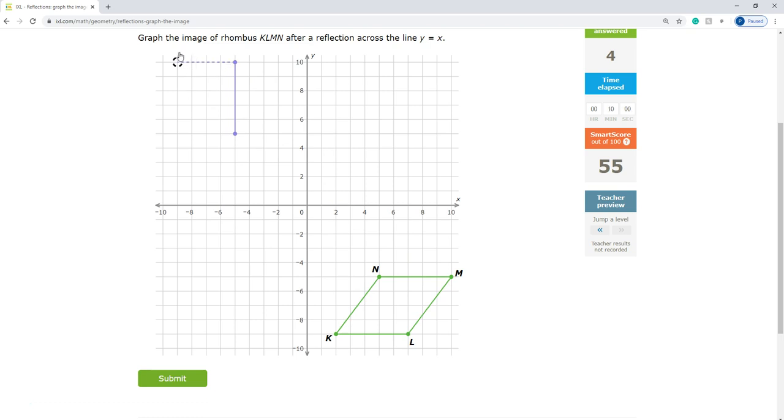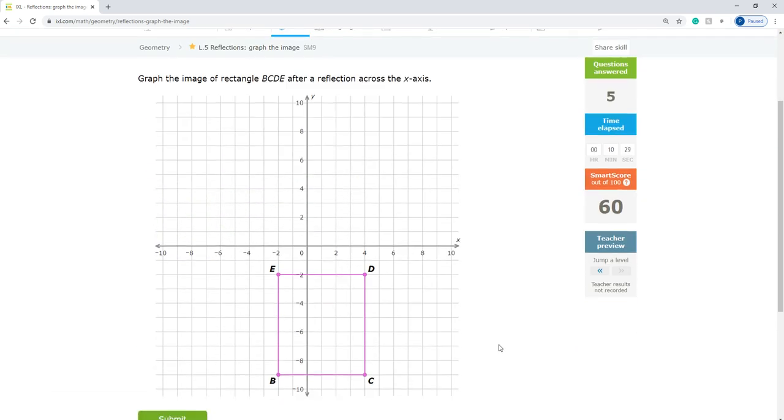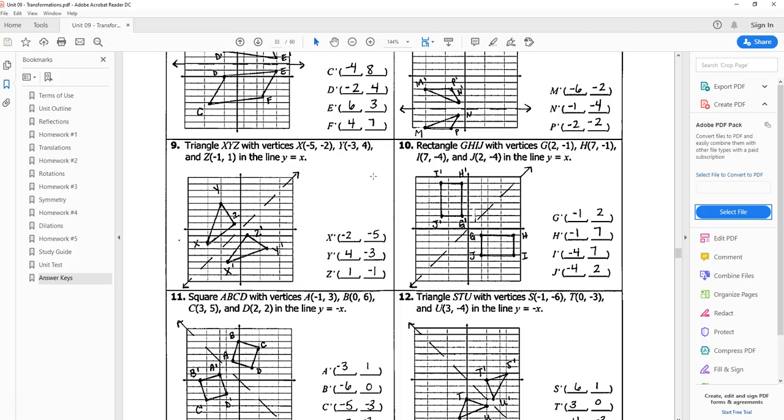So then the next point would be, let's just do L. So L was at 7, -9. So if I flip that around, it'll be -9, 7. And then for K, it was at 2, -9. So if I flip those around, it'll be -9, 2. And please be right. Okay, there we go. I got it. So again, that's if it's over y equals x.